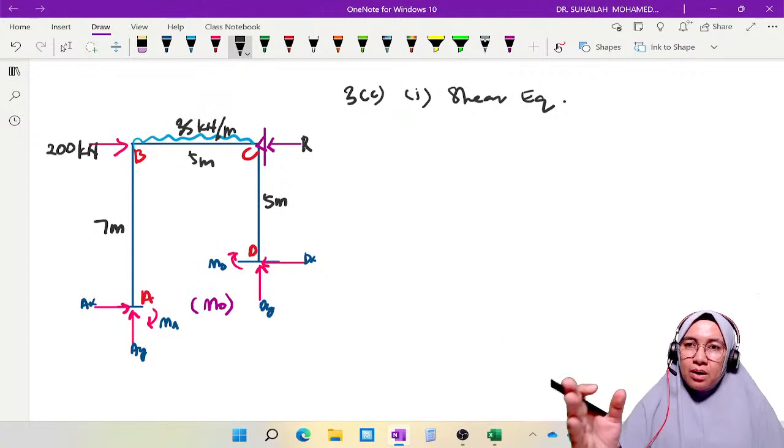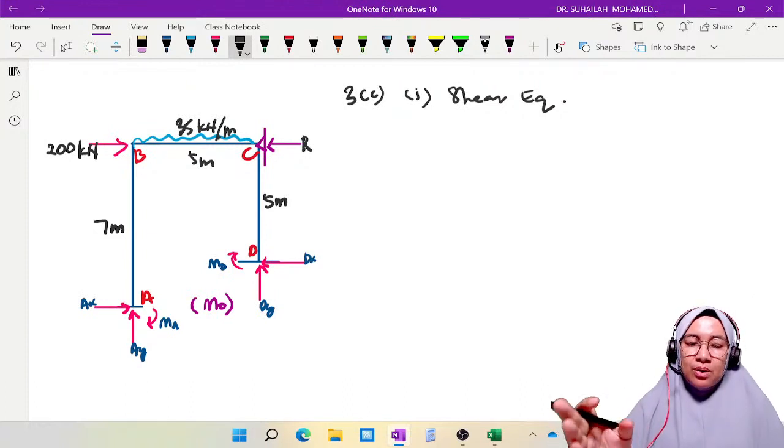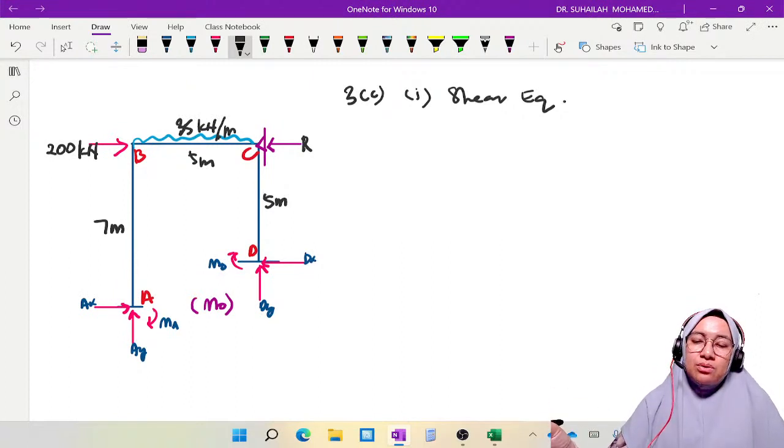Shear represents the column, where the delta is perpendicular to the column. The column is a vertical member, and the delta is at 90 degrees to the column, so it is horizontal. The shear equation also reflects the delta. So why do we have to use shear? Because it is horizontal and relates to the delta.